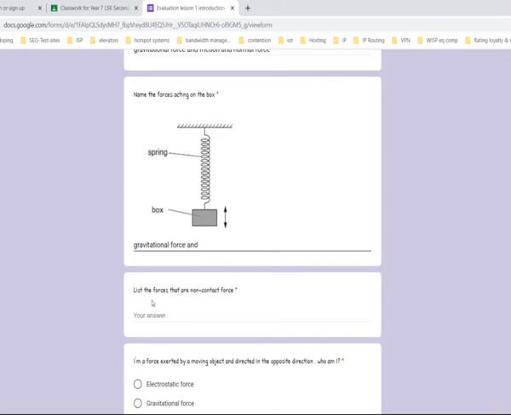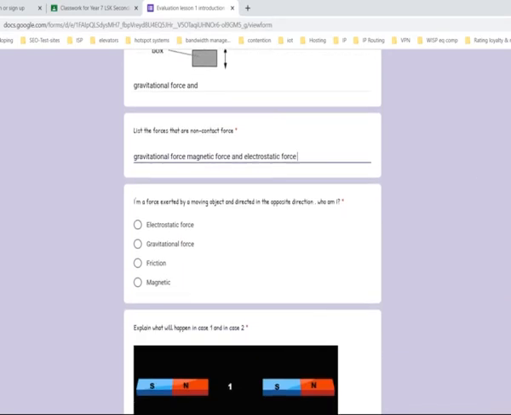Okay, list the forces that are non-contact forces. What are the non-contact forces? The first one is gravitational force, the second is magnetic force, and the last one is electrostatic force. You must keep it in mind: gravitational force, magnetic force, and electrostatic force. These three forces are the non-contact forces.